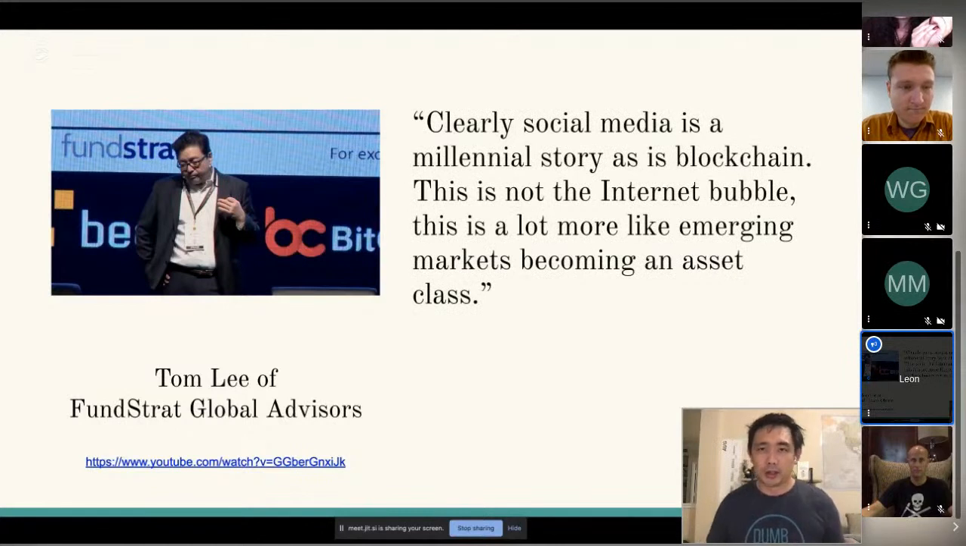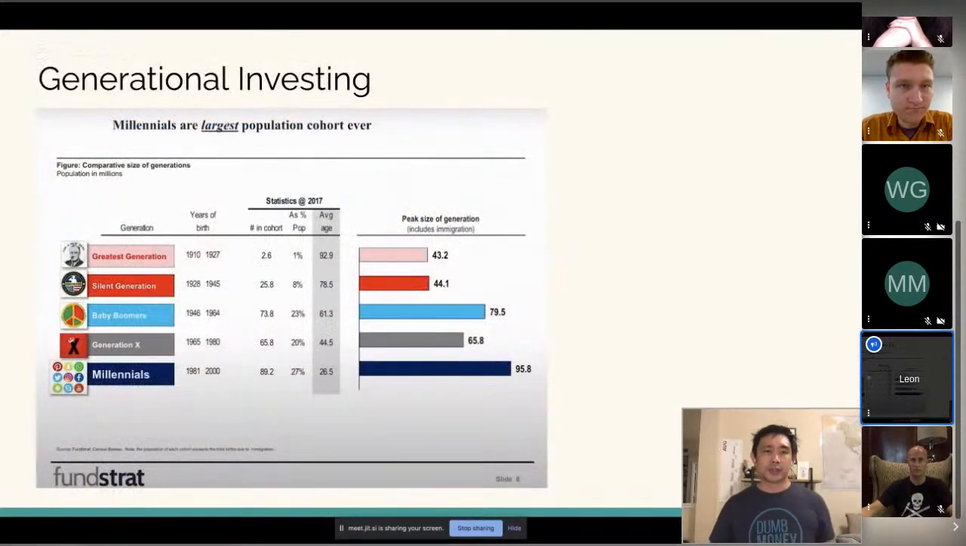Another quote: clearly social media was a millennial story, as is blockchain. This is not the internet bubble. This is a lot more like emerging markets becoming an asset class. His talk mainly focused around generational investing, which is something that his fund uses for every asset.